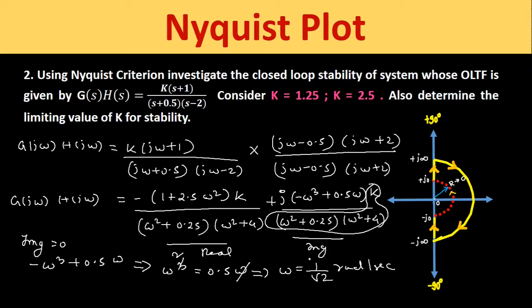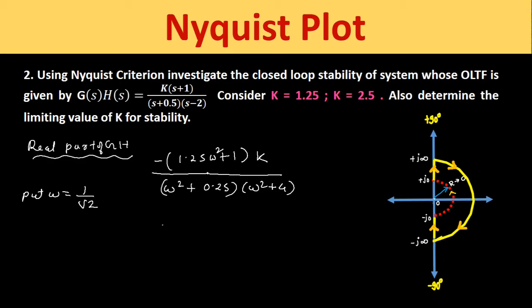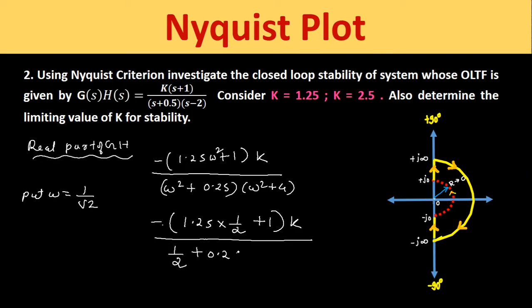Now we have to use this value to find out the value of OQ. For this we have to keep this omega value, which is equal to 1 by root 2, in the real part of g of j omega into h of j omega. When we put omega is equal to 1 upon root 2 in this equation, we will get minus of 1.25 into this omega square will become 1 by 2 plus 1 into k divided by omega square is again 1 by 2 plus 0.25 into 1 by 2 plus 4. So when we solve this, we will get minus of 0.667 k. So this is our value of OQ.